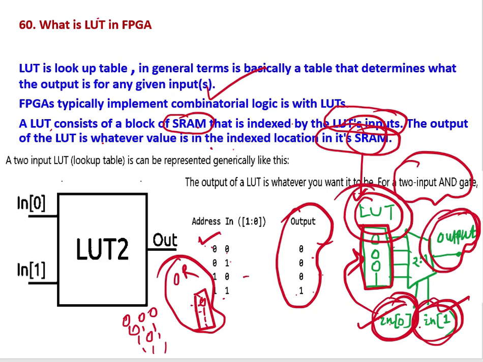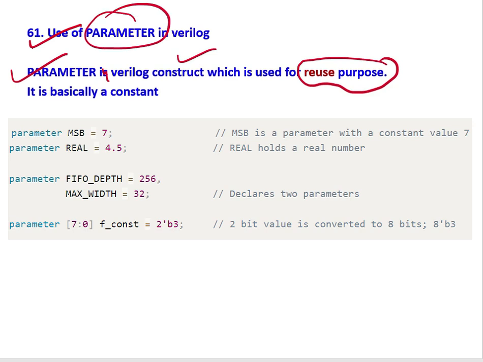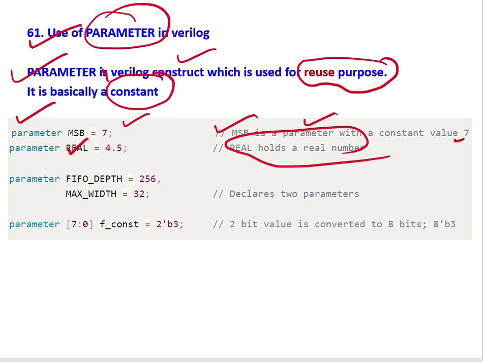Okay. The next one is, what is the use of parameter in Verilog? Parameter in Verilog is a construct which is used for reuse purposes. To reuse something, we use parameter in Verilog, and it is basically a constant. That one you have to remember. So if we write parameter MSB equal to 7, it means MSB is a parameter with a constant value 7. Parameter real equal to 4.5 means this real holds a real number. Then parameter FIFO depth 256, maximum width 32.